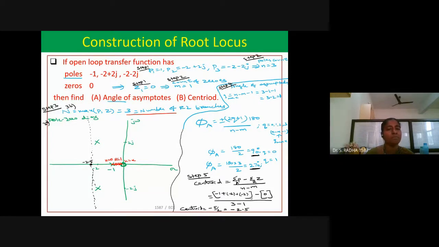Further, we have to see if complex poles are there: what is the angle of departure? If complex zeros are there: what is the angle of arrival? They will start with some angle, and they will travel along the asymptotes up to infinity. Let me show you. There will be a root locus branch here. The root locus branch will start from here and travel along the asymptotes up to infinity. It should be a free curve.